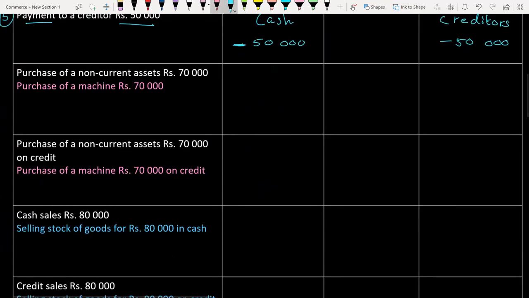Now let's do the sixth transaction. Now again, I'm going to write the accounting equation. Assets in rupees equals equity plus liabilities. Now what is our transaction? Purchase of a non-current asset for rupees 70,000. Now what are non-current assets?